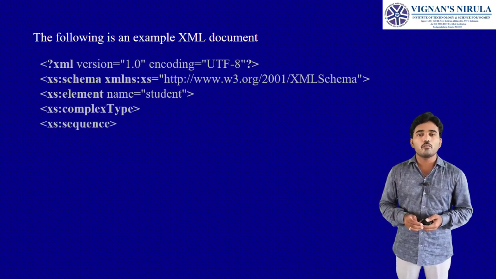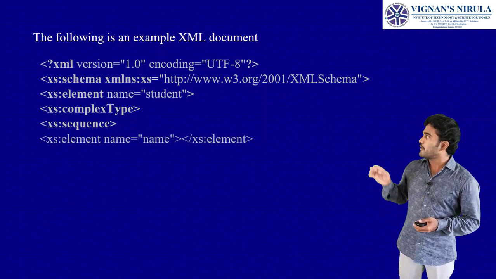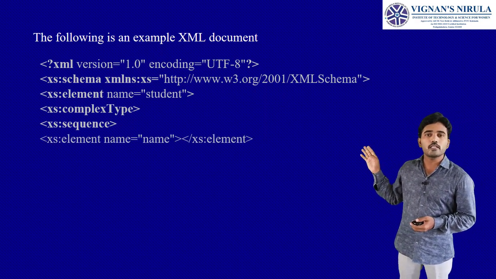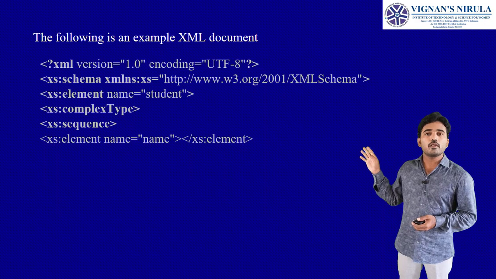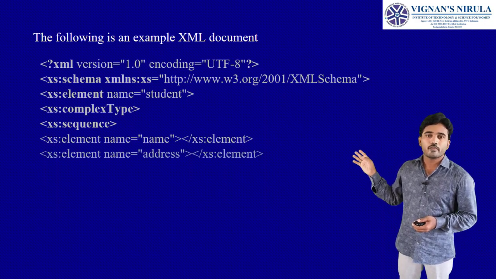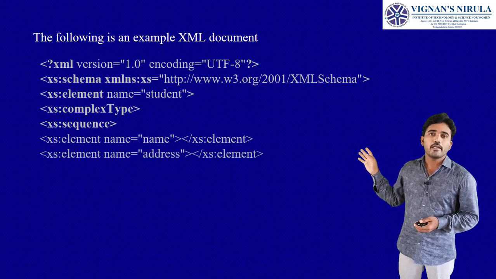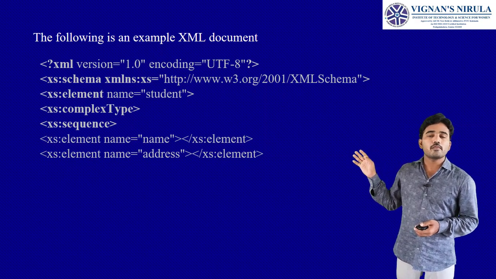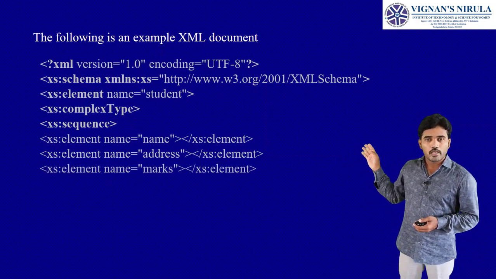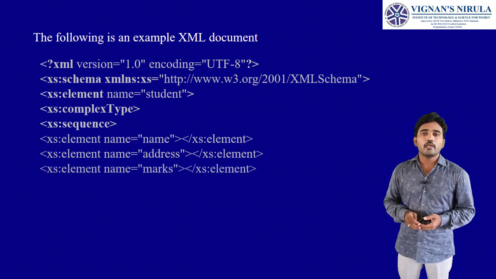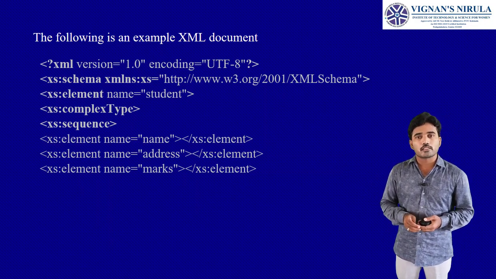Here I am defining the complex data type. So then first I am writing a sequence, xs:sequence. Then first I am writing the xs:element name equals name, and I have closed the element. Then I am defining one more XML schema element and its name is address, and thereafter I am defining one more element that is marks.